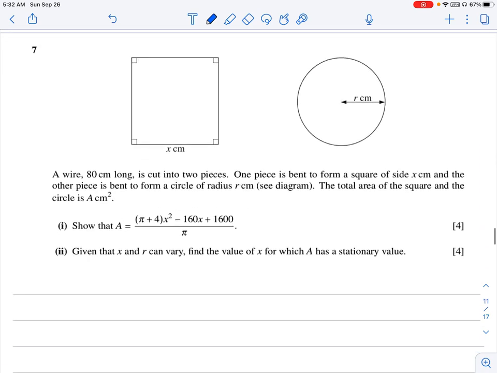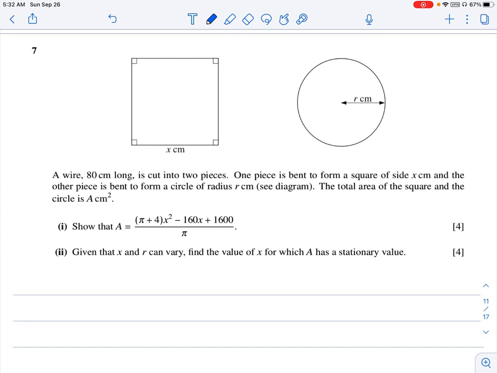Now coming to question number 7. A wire 80 centimeters long is cut into two pieces. One piece is bent in the form of a square of side x centimeters, and the other piece is bent in the form of a circle of radius r centimeters. The total area of the square and the circle is A. Show that A is equal to this much.